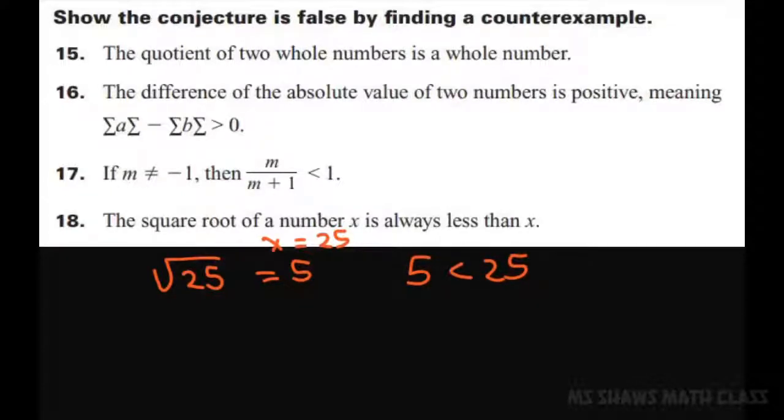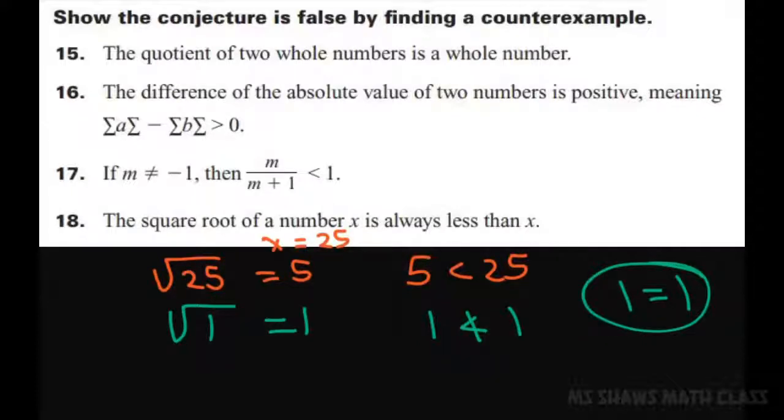So we've got to find one that isn't less than x. Let's try the square root of 1. The square root of 1 equals 1, and 1 is not less than 1. In fact, 1 equals 1. So there's my counterexample.